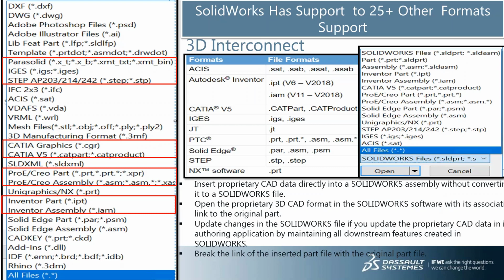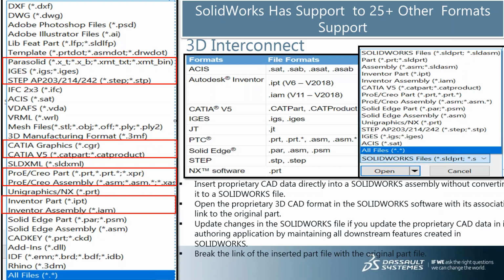If you have the SolidWorks CAD platform, you have support for more than 25 other file formats. That is, you can open an Autodesk Inventor file, a CATIA file, ProE files, even Solid Edge, Creo, NX. All the software that you can find in the market, you can directly open those native files in SolidWorks and start editing them as if they had been generated in SolidWorks. So that is the basic capability of 3D Interconnect.